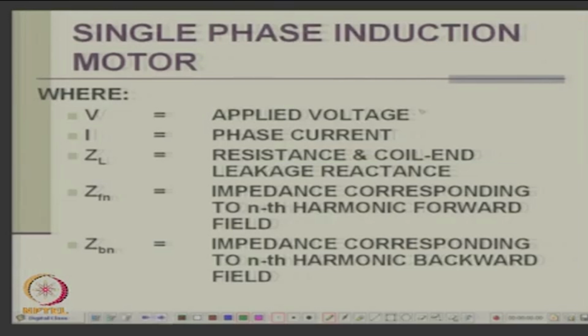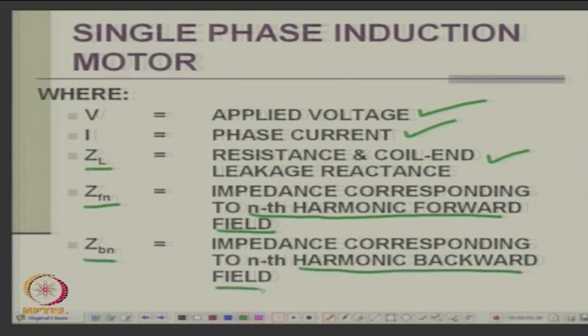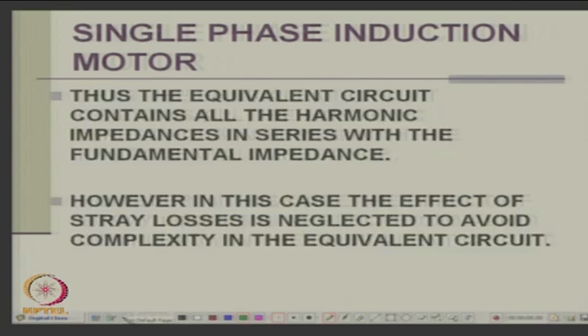So, we have seen V is the applied voltage, I is the phase current, ZL is the resistance and reactance of the coil, ZFN is the forward impedance corresponding to the nth harmonic forward field, and ZBN is the impedance corresponding to the nth harmonic backward field. Up to this, I have one winding which gets all this produced.